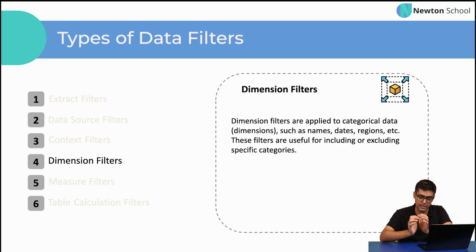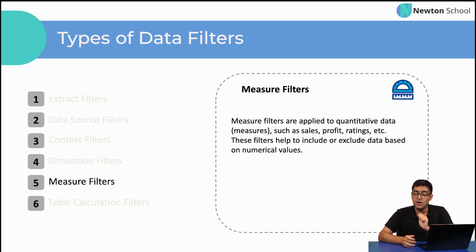Cool? Now, similarly, when you move to measure filters, they are applied to quantitative data, such as sales, profit, ratings. These filters help to include or exclude data based on numerical values. Example, age was a numerical value, like I said before, right? So, if you only want to look at data, let's say, greater than a certain value, you ask 10 people, how do you rate me on a scale of 1 to 10? Let's say 8 out of them say, I rate you above 5, right? And the 2 out of 10 say, I rate you below 5. You can set a cutoff at 5 and say that I'm only interested in people who rated me above 5. So your sample would not be 10 people, it will be 8 people for your analysis, right?